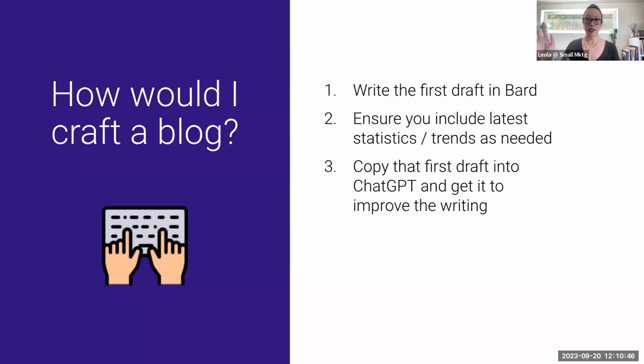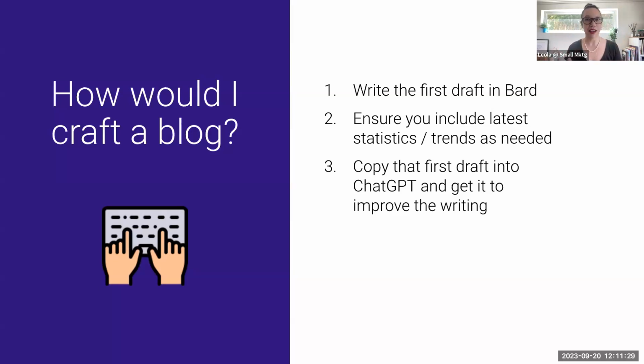And the reason for that is, one, I would write the first draft in Bard, and whether that's me actually writing the blog out or writing dot points about the blog and getting Bard to write the blog out, I would do it in Bard first. Now, the reason I would do that is because you can actually use Bard to then use your blog outline and say, hey, go into the internet or search various sources and let me know if there's any trends or statistics that I can include as supporting literature into this blog. So that's what I would do. Write the first draft in Bard, and then ensure I include any latest statistics or trends as needed.